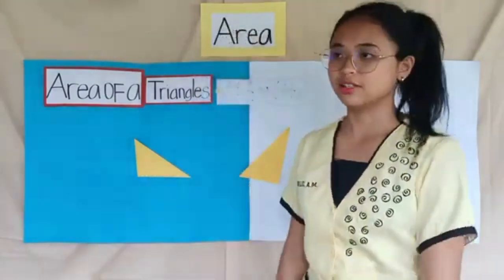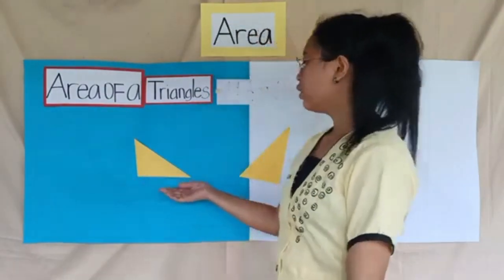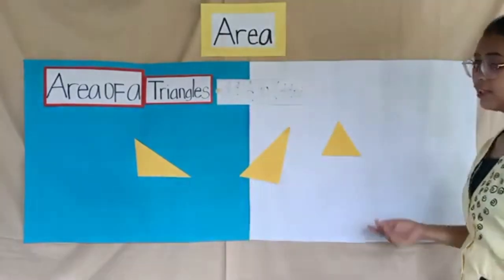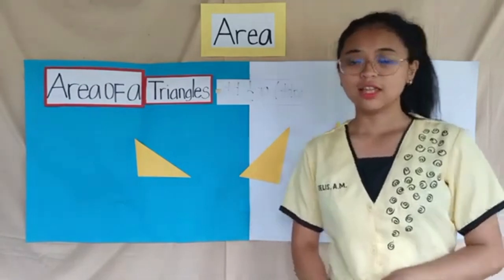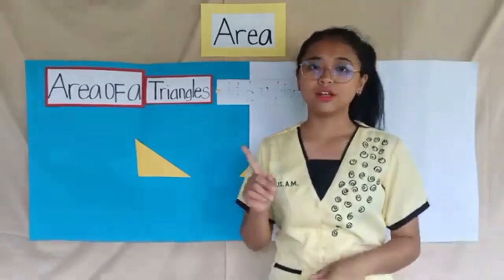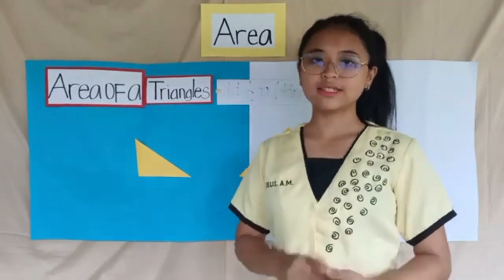Now, let's proceed to area of triangles. So take a look at these figures. Each one of them is what we call a triangle. Now, if we put another triangle on each side, this is how it looks.